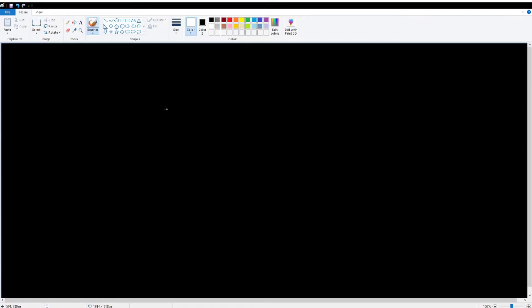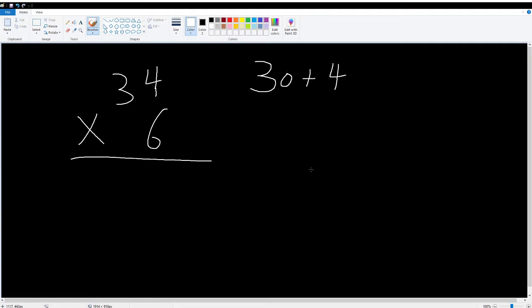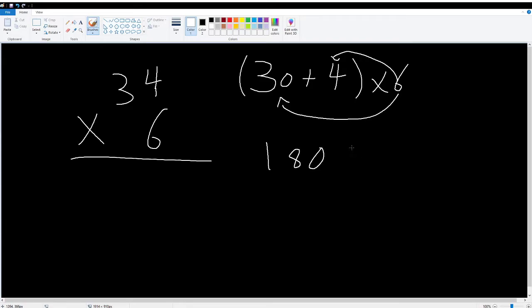So let's just do 6 times 34. The first step is you break down the two-digit number. 34 turns into 30 plus 4. So now if you multiply by 6, this is what we're doing in our head. We're using the distribution property. So 6 times 3 is 18, 6 times 30 is going to be 180. 6 times 4 is just 24. Add them up together and you get 204. So 6 times 34 is 204.